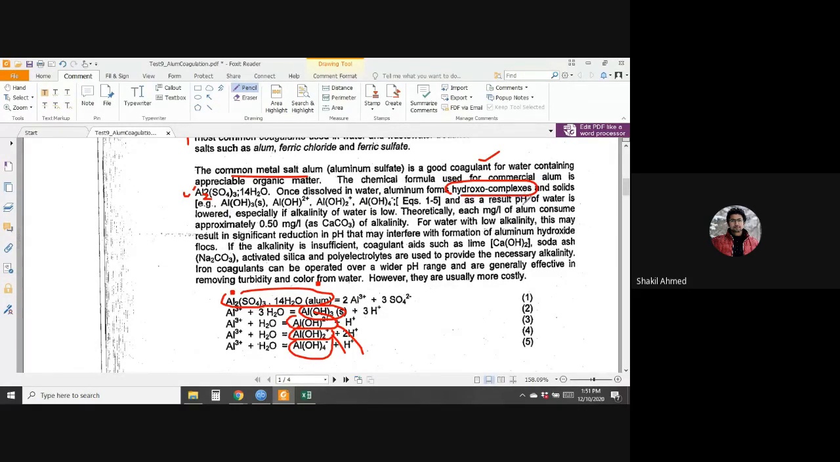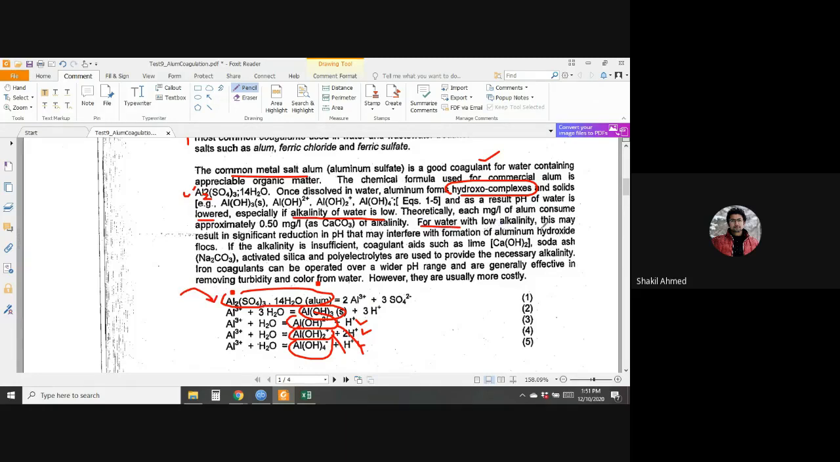And as a result, the pH of water is lowered. Why? Because hydrogen ion is produced, did you see? It is giving hydrogen ion, that means it is giving acidity. Acidity means pH is lowered, especially if the alkalinity of water is low, because alkalinity is the acid neutralization capacity. If the alkalinity of water is low, then if you add this, your pH will be reduced.